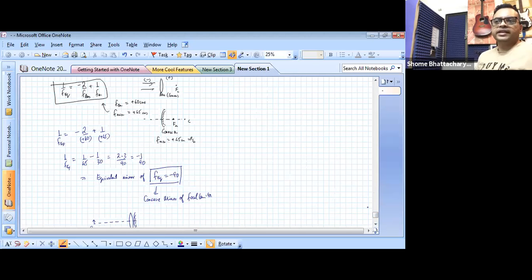Actually, ray diagram I haven't come to because I haven't solved this by this method at all. Solved it by the UV method.